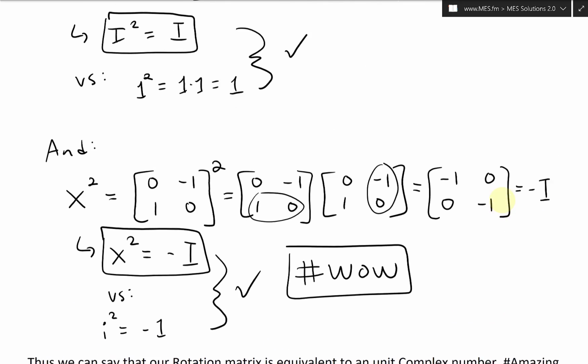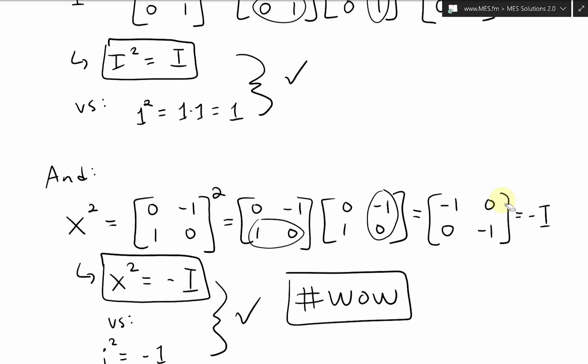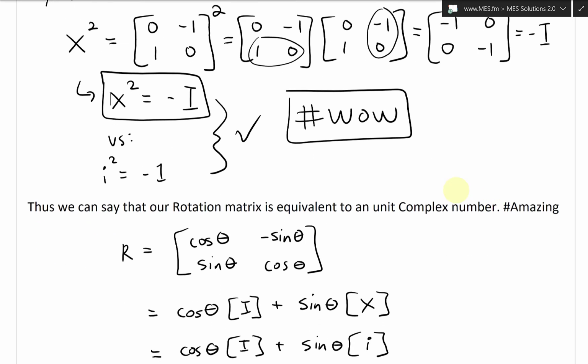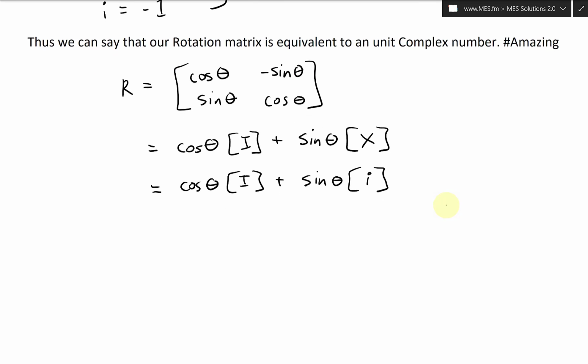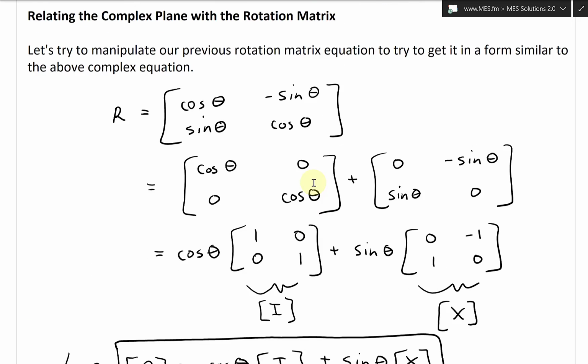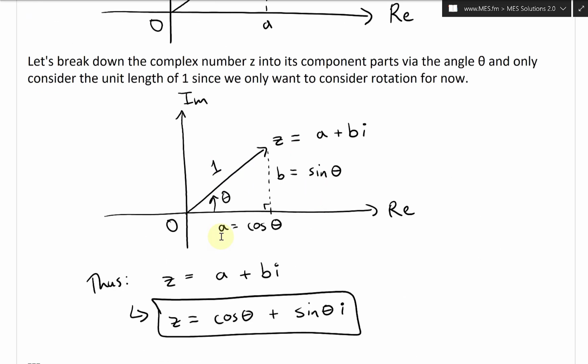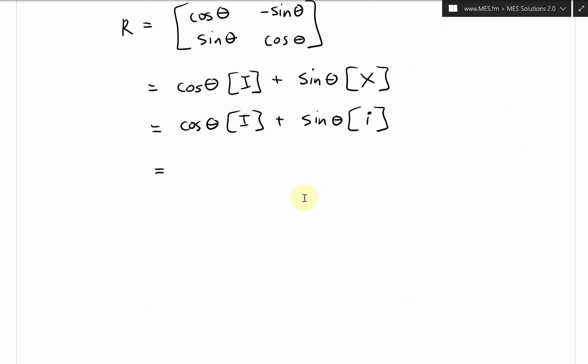So it's just this right here. That's just I as a matrix form, as a rotation matrix. All right, so we have that. In other words, and now we know that in the complex plane, so when you go back to the complex plane, number A is cosine, B is sine. So in other words, this just equals A times the identity matrix plus B times the I matrix.